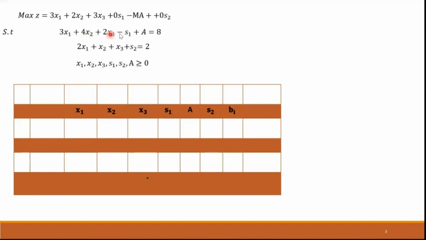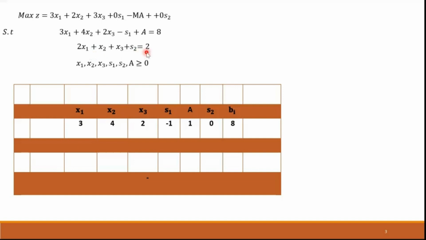So writing the coefficients of all these variables as the first row. First we will have 3. The coefficient of x2 in the first constraint is 4, then 2, s1 is minus 1, a is 1, S2 is not there in the first constraint, so 0, and the right-hand side is equal to 8. Please do it along with me so that we can confirm our answers also.